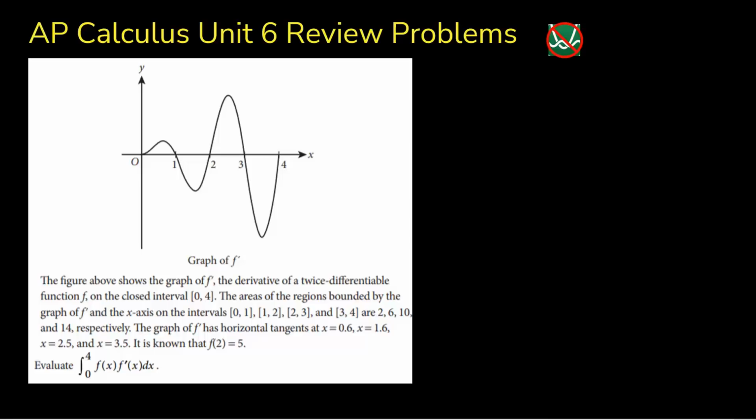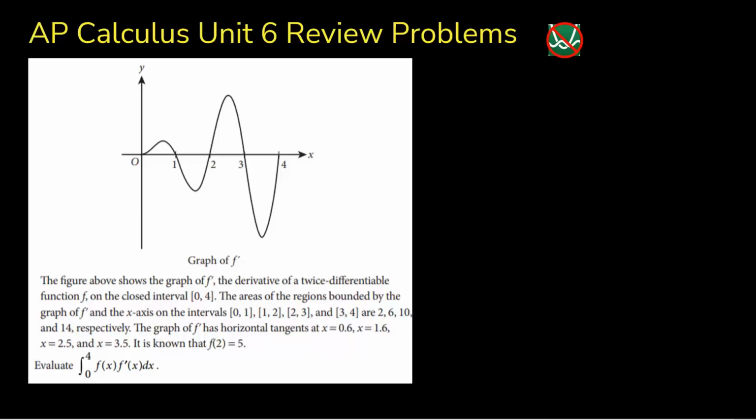The figure above shows the graph of f prime, the derivative of a twice differentiable function f on the closed interval 0 to 4. The areas of the regions bounded by the graph of f prime and the x-axis on the intervals 0 to 1, 1 to 2, 2 to 3, and 3 to 4 are 2, 6, 10, and 14 respectively. The graph of f prime has horizontal tangents at 0.6, 1.6, 2.5, and 3.5, and it's known that f of 2 equals 5.